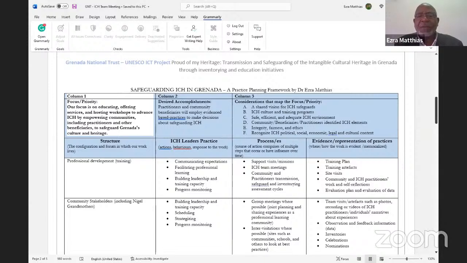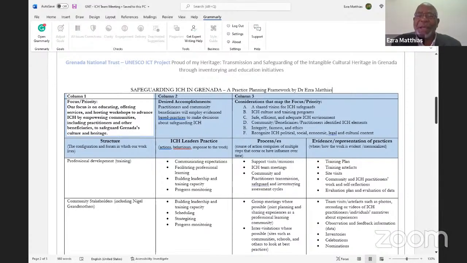The third column deals with the context, or the parameters that we have to work with. One is we need to have a shared vision for ICH safeguards. That's something that came across during the course of the week. The ICH culture and training programs, that's one of the priorities that we're working within. We need to have an environment that is safe, efficient, and adequate.